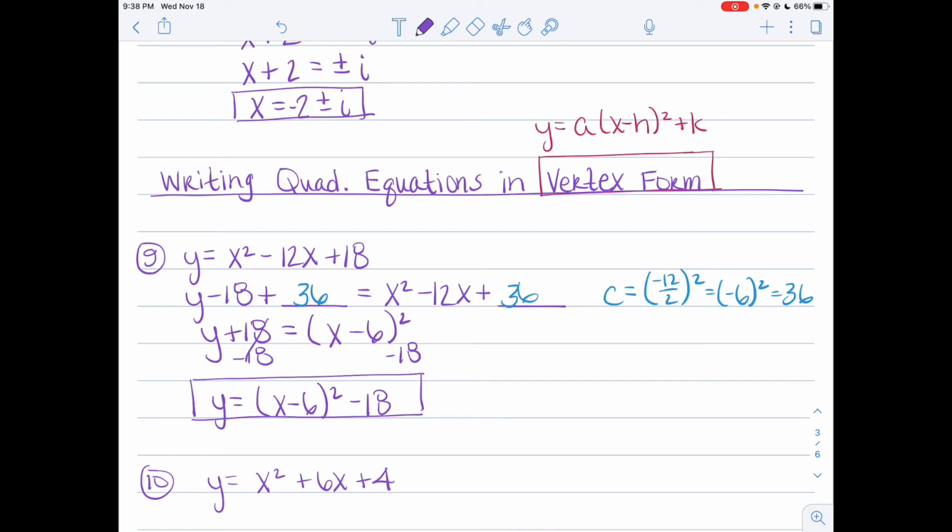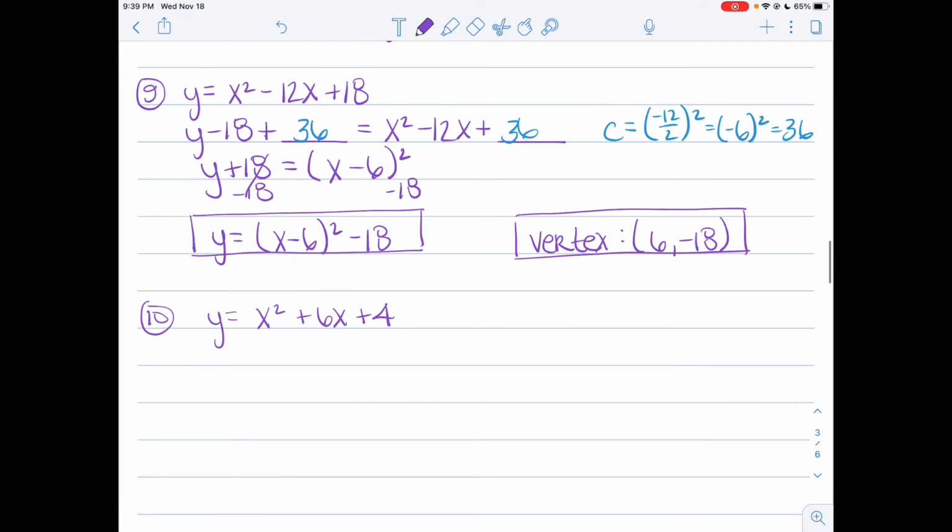The last thing I want to do for this problem is go ahead and identify what the vertex is, because it's really easy to read from the vertex form of the equation. Remember that it is (h, k). So my h value is 6, not negative 6. Remember, the negative is actually in the equation. So it's 6 and negative 18. Why don't you try number 10 and then come back here and see if you got the same solution that I did.